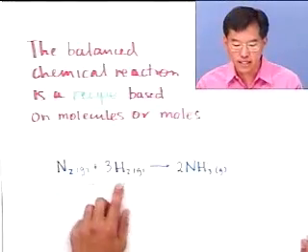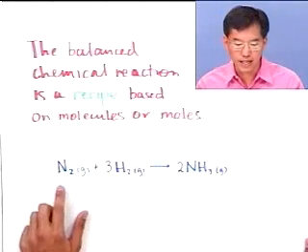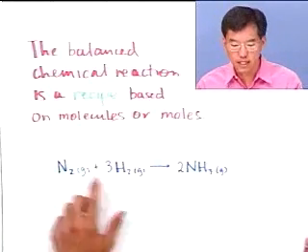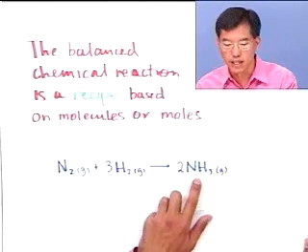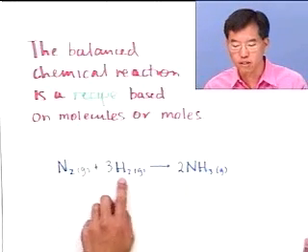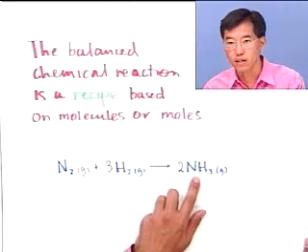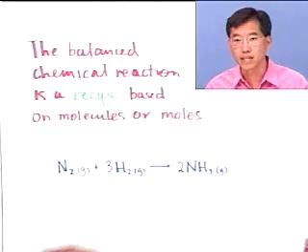Now the thing to realize is that a balanced chemical reaction is a recipe that allows us to get from reactants to products. Here is a chemical reaction that's balanced for the reaction of nitrogen and hydrogen to go to ammonia. In this case, 1 mole of nitrogen and 3 moles of hydrogen go to 2 moles of ammonia. And we could also express this as 1 molecule of nitrogen and 3 molecules of hydrogen goes to 2 molecules of ammonia.